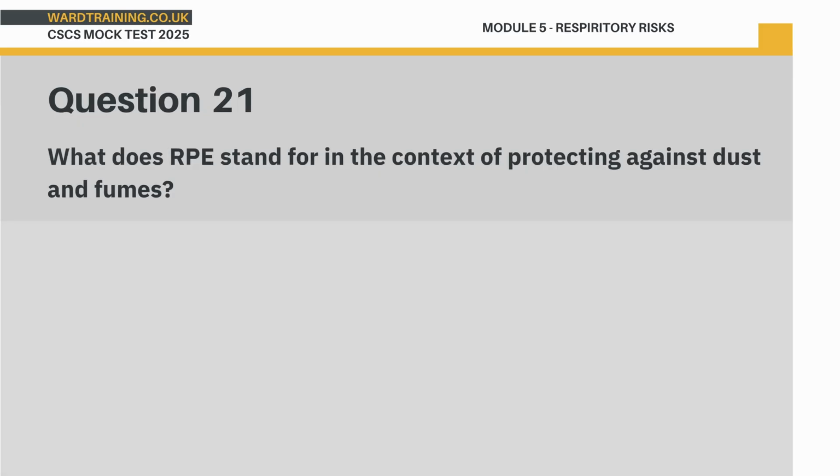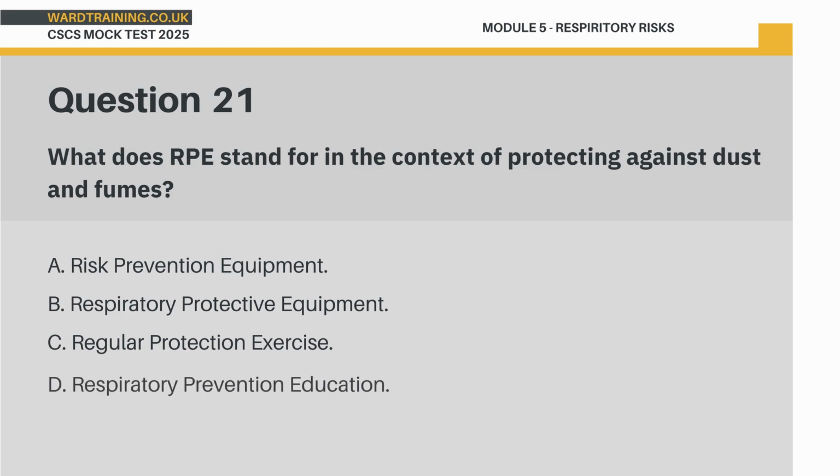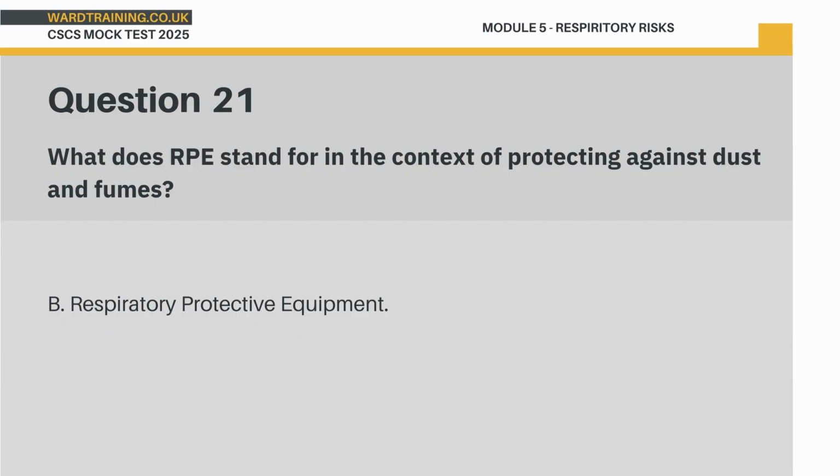Question 21. What does RPE stand for in the context of protecting against dust and fumes? A. Risk prevention equipment. B. Respiratory protective equipment. C. Regular protection exercise. D. Respiratory prevention education. The correct answer is B. Respiratory protective equipment.